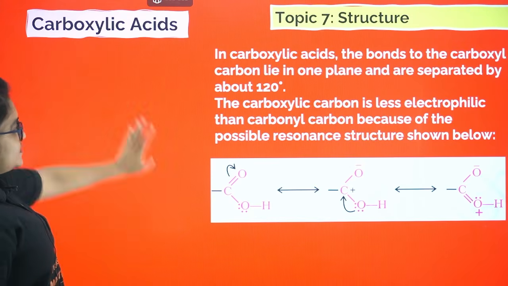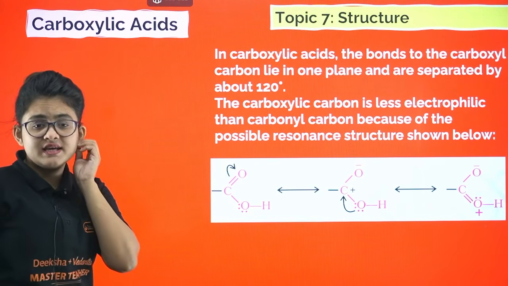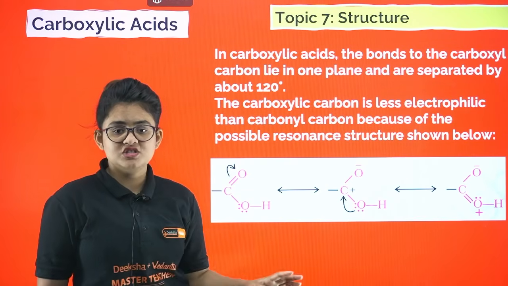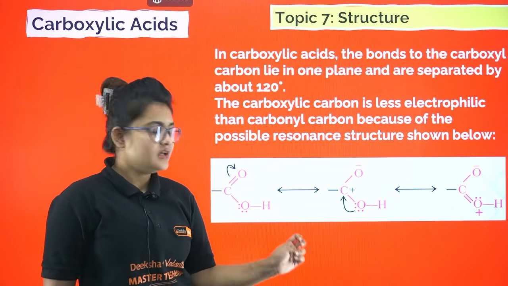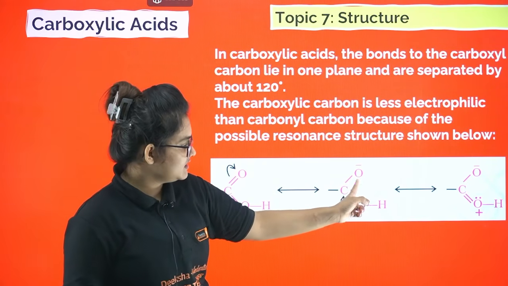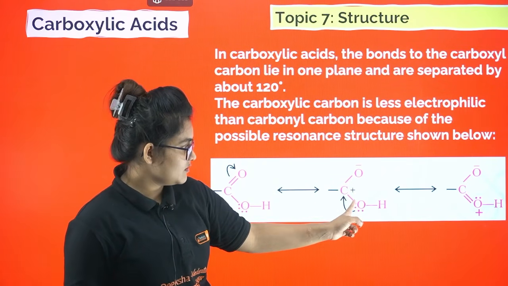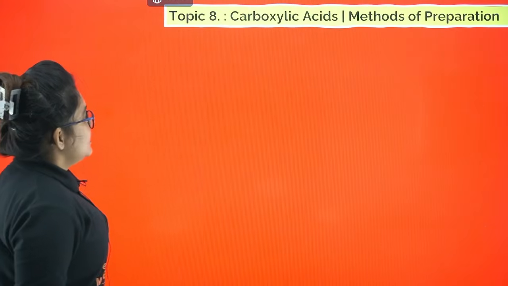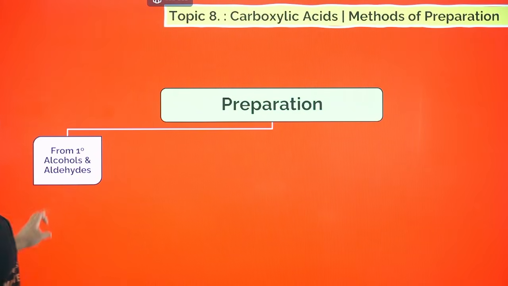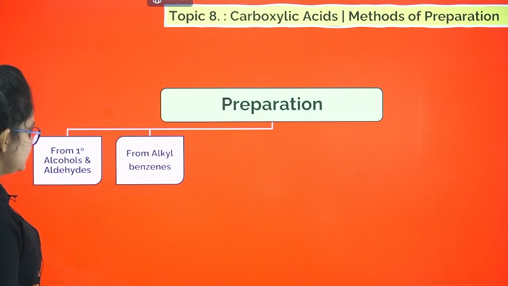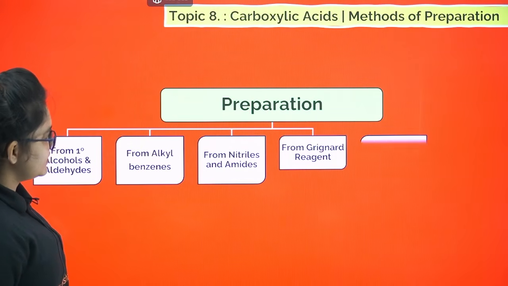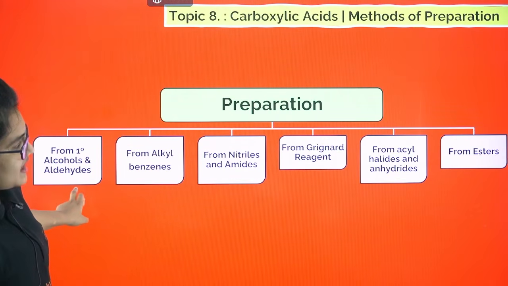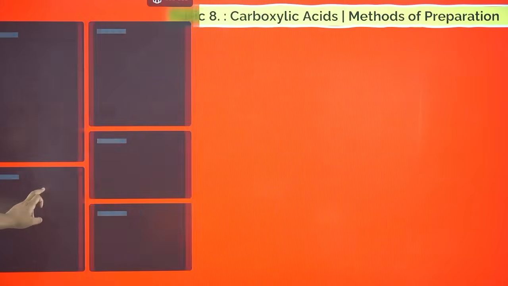Okay, let's proceed with the structure. Basically carboxylic acid exists in resonating structures. You can see 3 resonating structures are possible. So this bond will jump here, you will get a negative sign here, this carbon will be positive, again this bond can come here, the double bond can be shifted to this position. So it exists in resonating structures. Okay, let's proceed. In the preparation we can proceed with 1 degree alcohols and aldehydes, from alkyl benzene, from nitriles and amides, from Grignard reagent, from acyl halide and anhydride, and from esters.